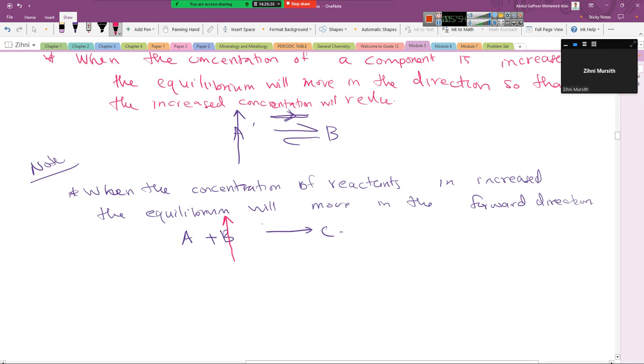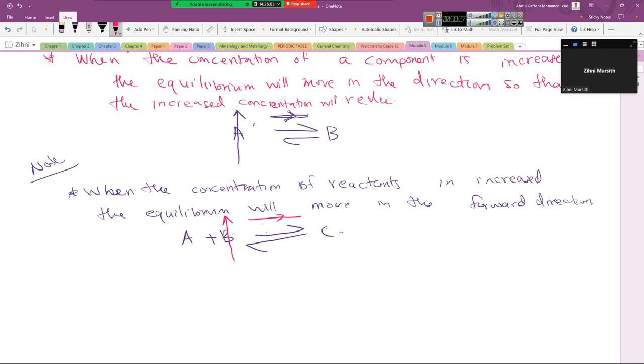Right direction, right? It should be a double arrow mark, okay? So if I increase the concentration of B, the equilibrium will move in the forward direction. So if I increase the concentration of reactant, the forward equilibrium will be playing, so we will be considering the forward equilibrium.